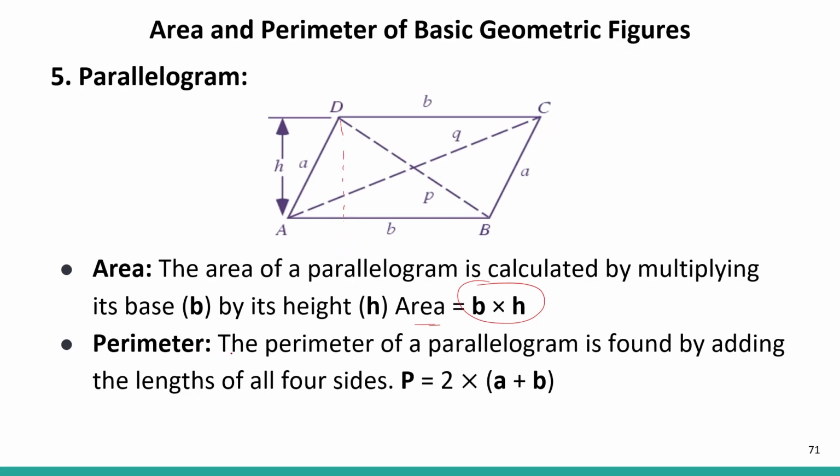Okay, so what is the perimeter of a parallelogram? The perimeter of a parallelogram is found by adding the lengths of four sides. Since all the opposite sides are equal, but only opposite angles are equal, not all angles are 90 degrees. We only know that two angles must be greater than 90 degrees and two angles must be less than 90 degrees. So the perimeter of a parallelogram will be 2 into (a plus b), where a and b are the lengths of the distinct sides.